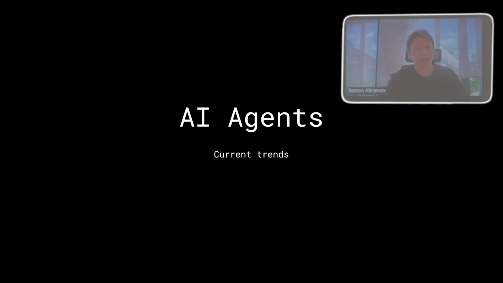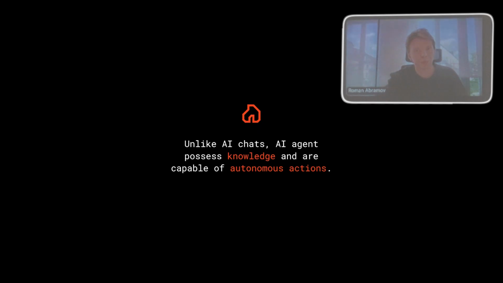Let's take a look at AI agents and current trends. Probably you've already heard about any of those, or maybe not. But unlike AI chats, AI agents possess knowledge and they're capable of autonomous actions. So, for example, AI chats have been already in the market for 5 or so years, and AI agents are the next step of these chatbots.